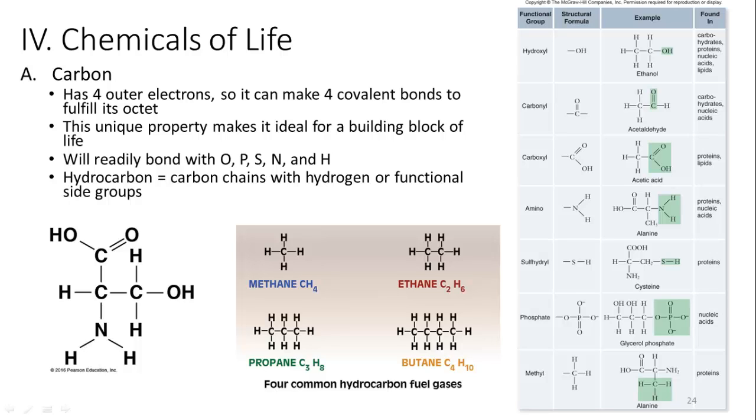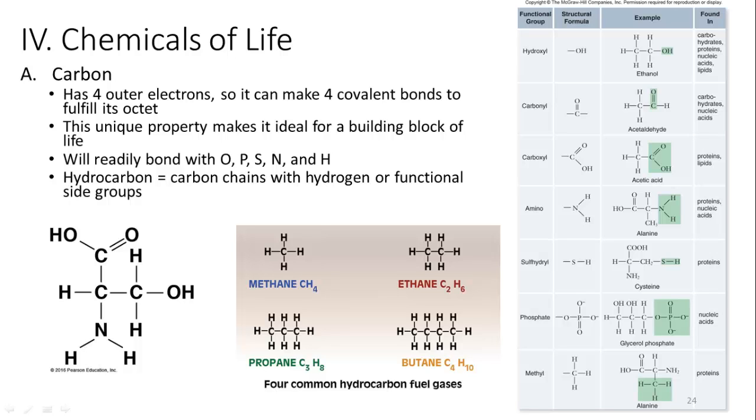That allows it to bind with other carbon atoms while still being able to bind with 2 other things. So one carbon can be bound to 2 carbons and then have 2 other side groups which are completely different. This is a unique property which makes it a building block of life.